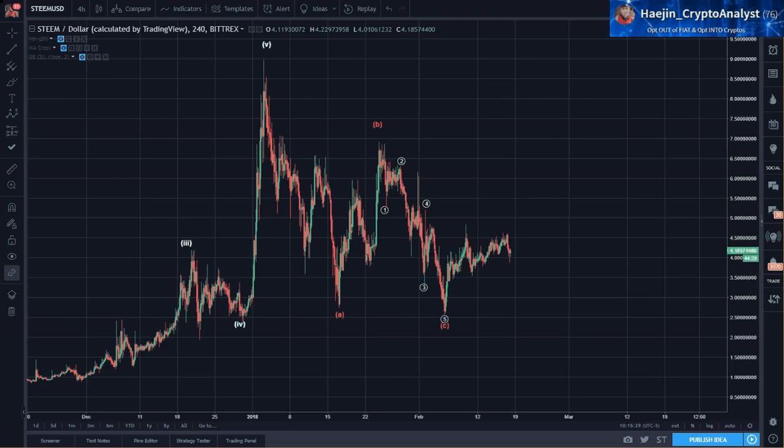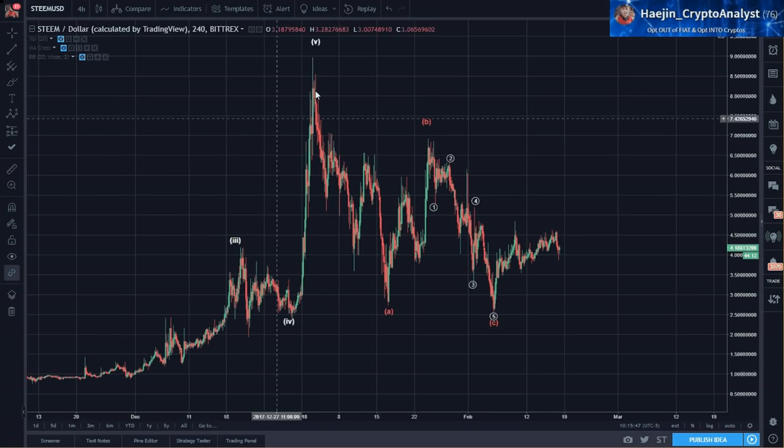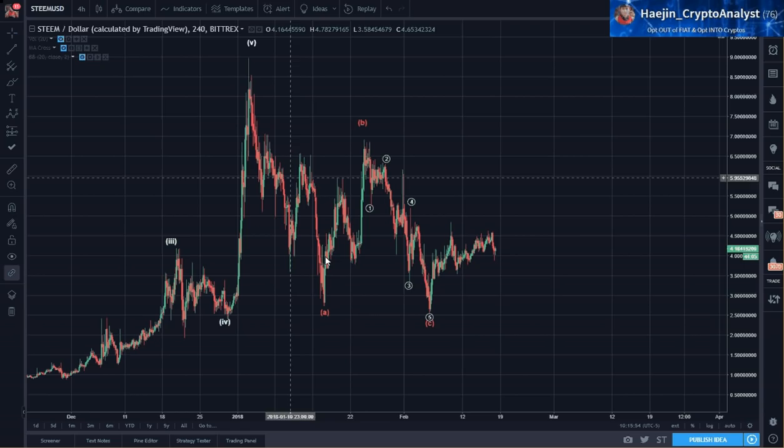Okay, I wanted to do an update for STEAM. So STEAM had done 5 ways up, ABC. It was a flat ABC, ABC, 1, 2, 3, 4, 5. So if this is the bottom, then we need to see an impulse going up.